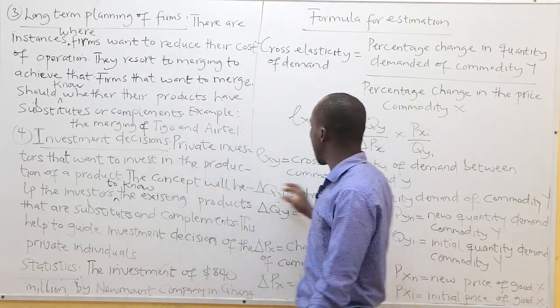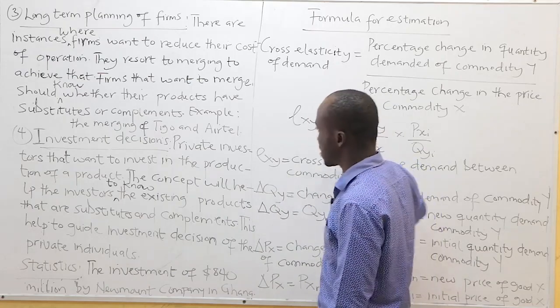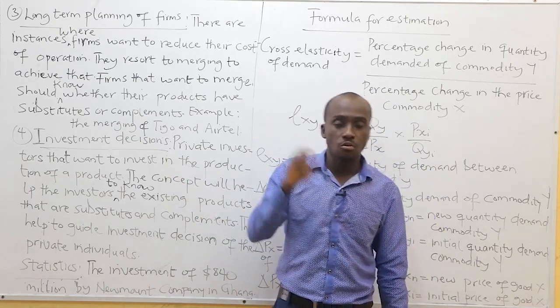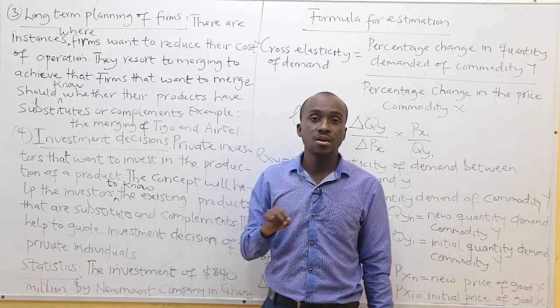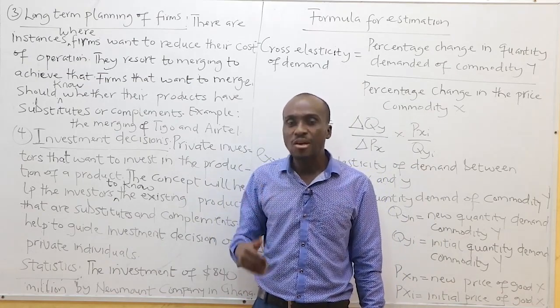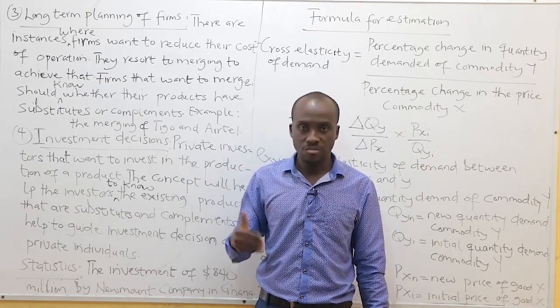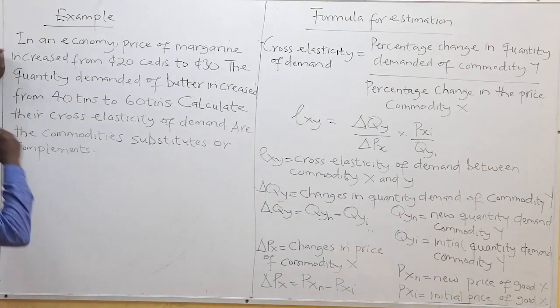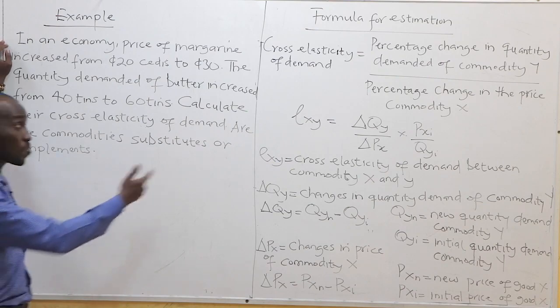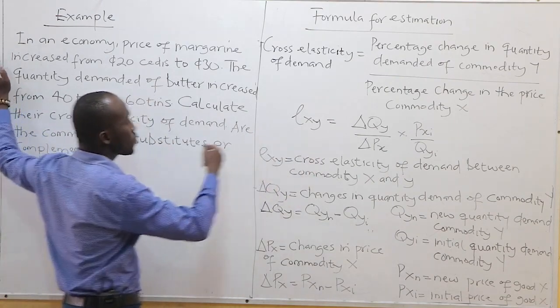So I want us to take an illustration, an example on this, as we have done for price elasticity, the cross elasticity. We're going to do that. Then you take our data response question. So let's look at this question. This is not the data response. This is just a question to explain the cross elasticity.